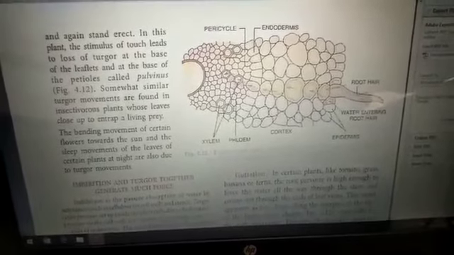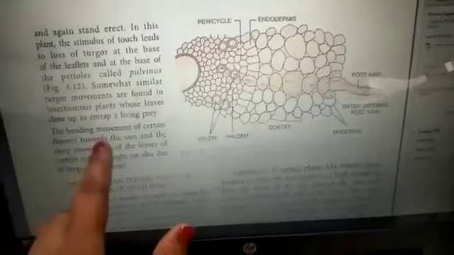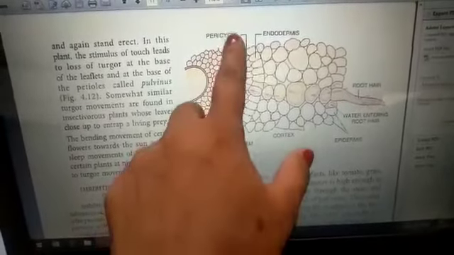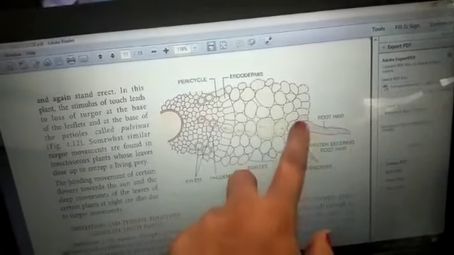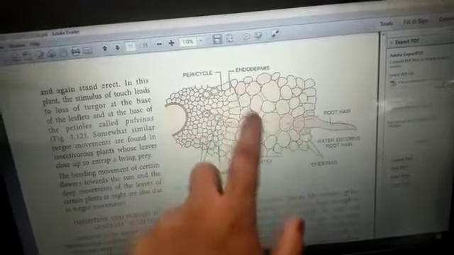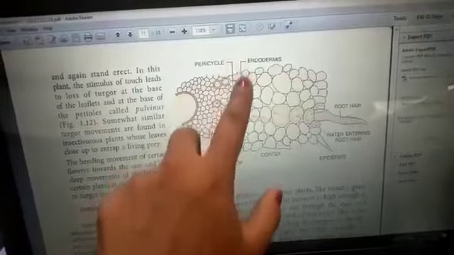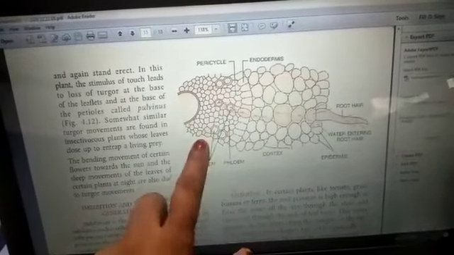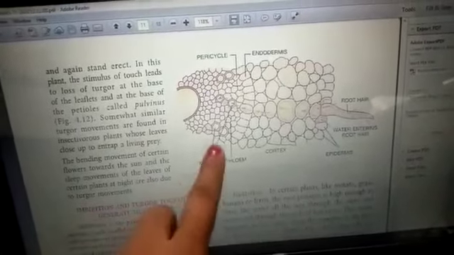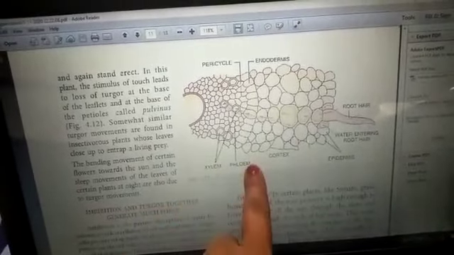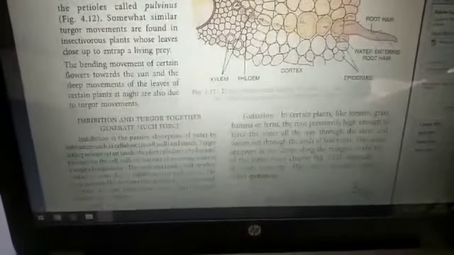The movement of water is being shown, how the movement takes place, with the pericycle and endodermis. These are the root hairs. Through root hairs water is absorbed. It moves first to the epidermis region, then to the cortex, then the endodermis. Inside the endodermis you have xylem and phloem, the conducting tissues. Xylem is responsible for water while phloem is responsible for food conduction. This is the normal procedure.